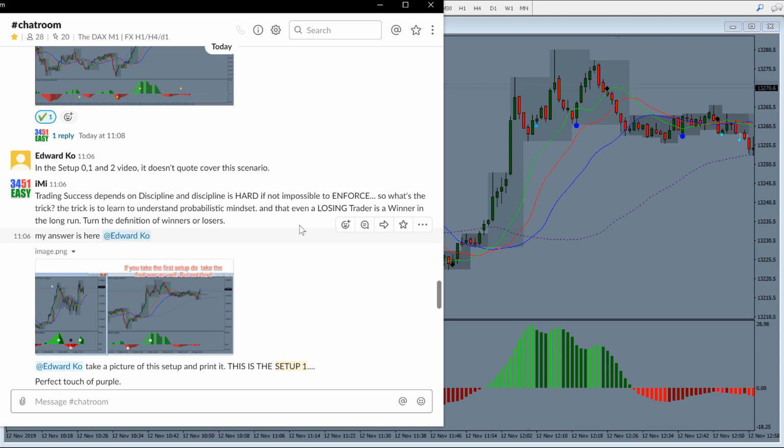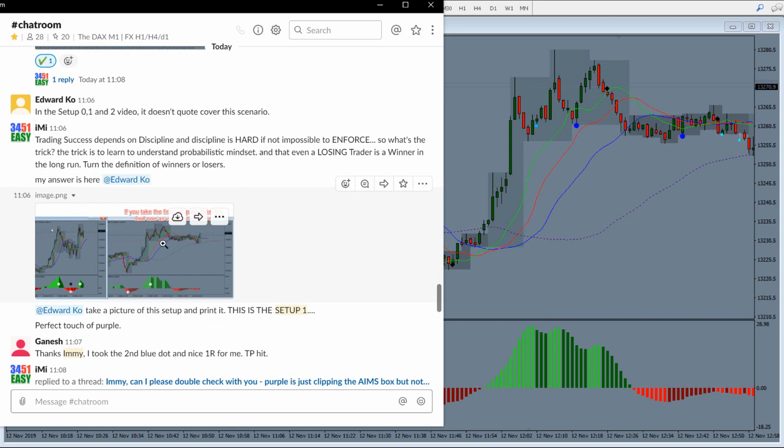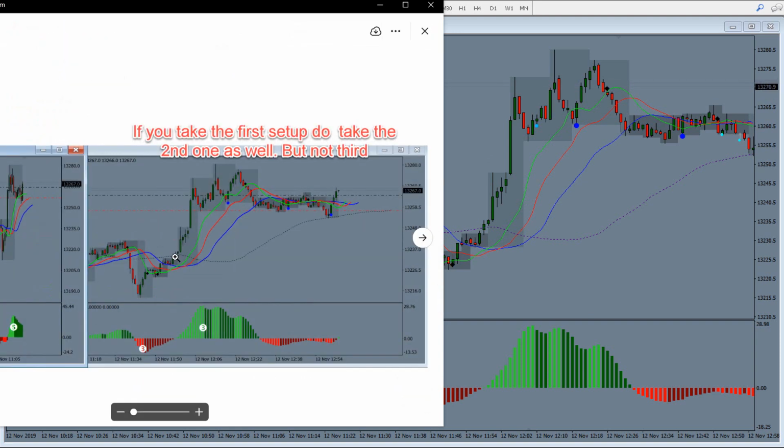You don't become a winner or loser because of the result of your trade. You're always a winner. So my answer is this: if you take the first setup, do take the second one as well, but not the third. If you have a setup one, you took the first one, it was a loss, not a problem, take the second one. Your stop loss will be here.